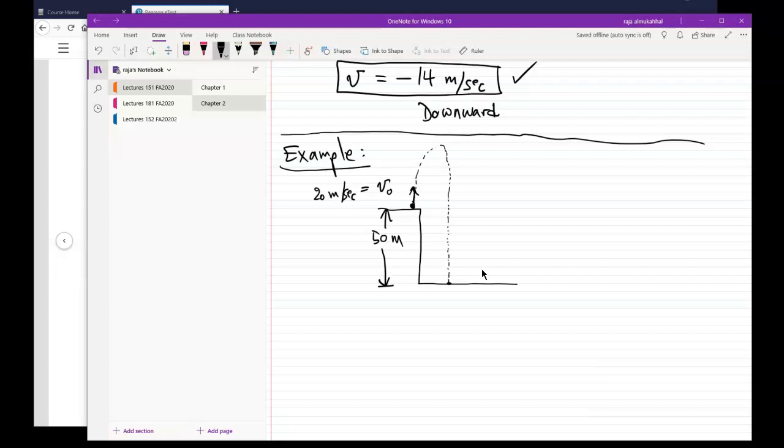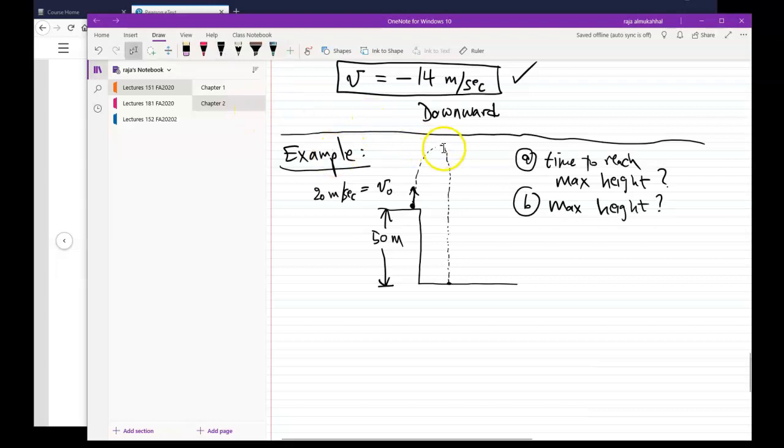Okay? And there are 1, 2, 3, 4, 5 questions. Here they are. I'm going to write them down for you. First, what is the time to reach maximum height? In other words, how long it will take this object to reach the maximum height, which is right here, the summit right there. Okay? B, what is the maximum height? In other words, what is the maximum height? Let's say we're measuring it from the ground. So what is that maximum height here?